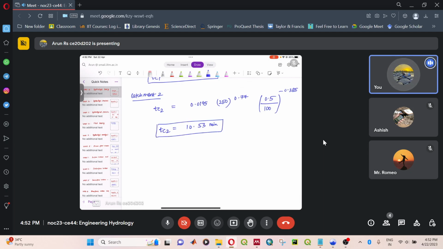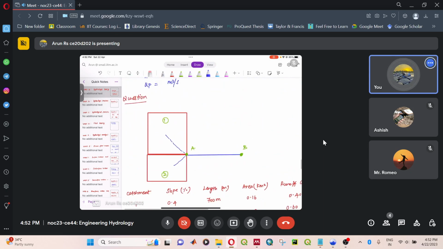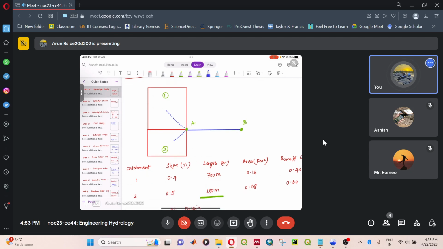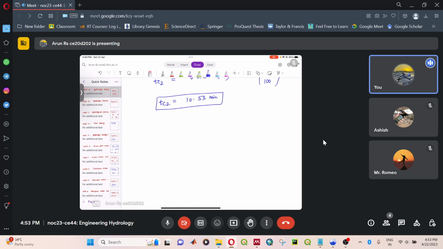So now we've got the time of concentration. Let's go to the catchment diagram. So if you see for the drain AB, the contributing area is from both catchment 1 and catchment 2. Here we don't have any channel flow. It's directly going to the point A itself. The next thing is we need to find out which is the minimum time of concentration, and we have found out that the catchment 2 has the minimum time of concentration. So your design time of concentration will be minimum of Tc1 and Tc2, that is 10.53 minutes.